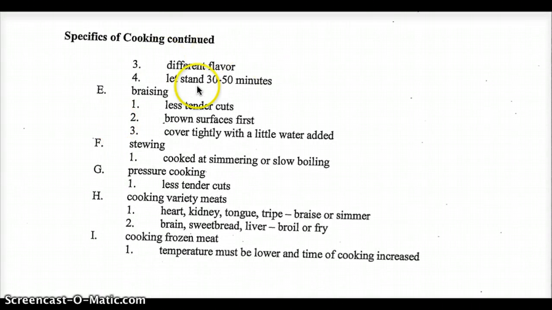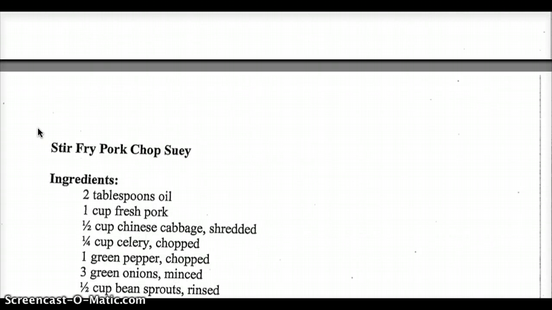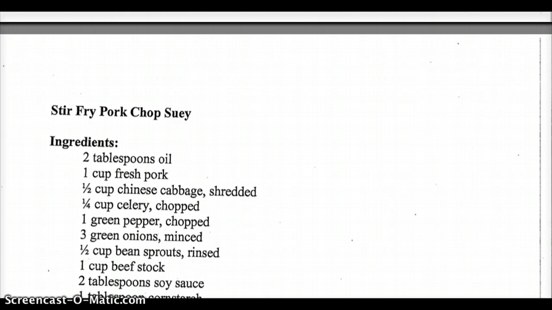Specifics of cooking continue, different flavors, let it stand 30. Okay, so braising, stewing, pressure cooking, cooking varieties of meat, cooking frozen meat. Just have a good idea of that. Then you get into that. So that's basically it for meats.